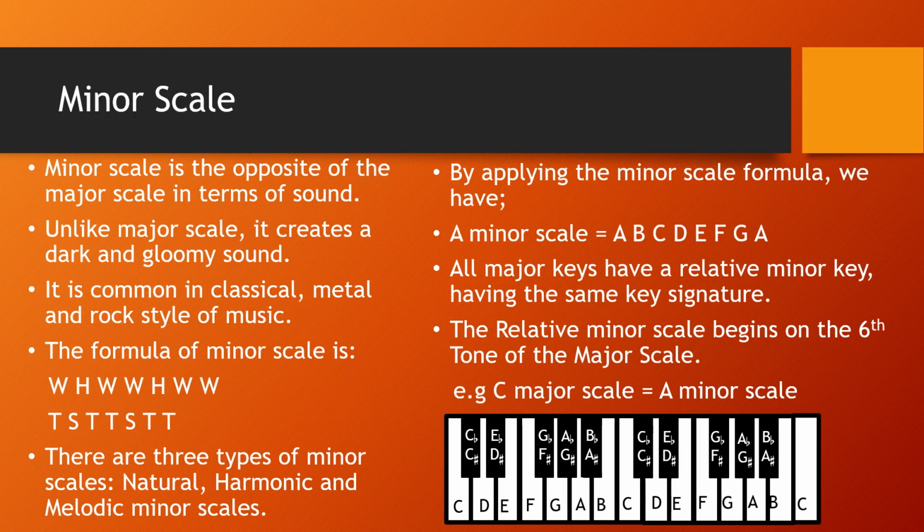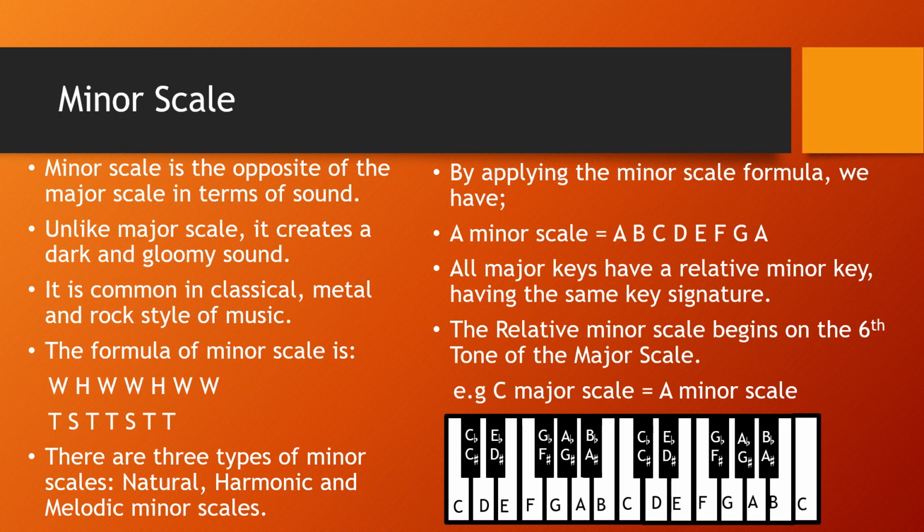Minor scale. Minor scale is the opposite of the major scale in terms of music. Unlike major scale, it creates a dark and gloomy sound. It is common in classical, metal, and rock style of music. The formula of minor scale is whole, half, whole, whole, half, whole, whole, which can be tone, semitone, tone, tone, semitone, tone, tone. There are three types of minor scale: natural, harmonic, and melodic minor scales.